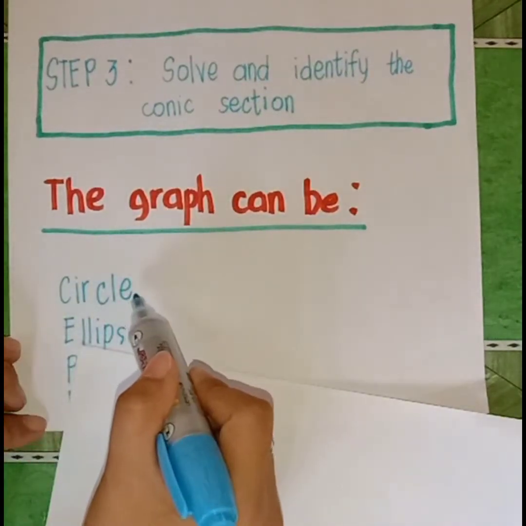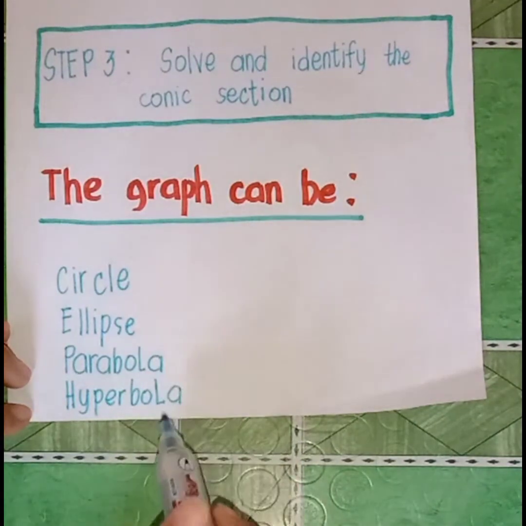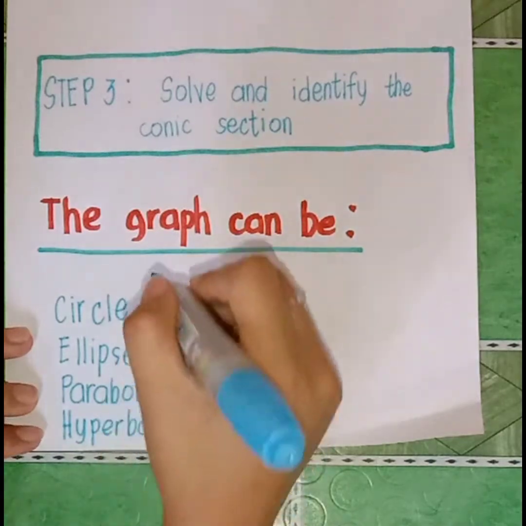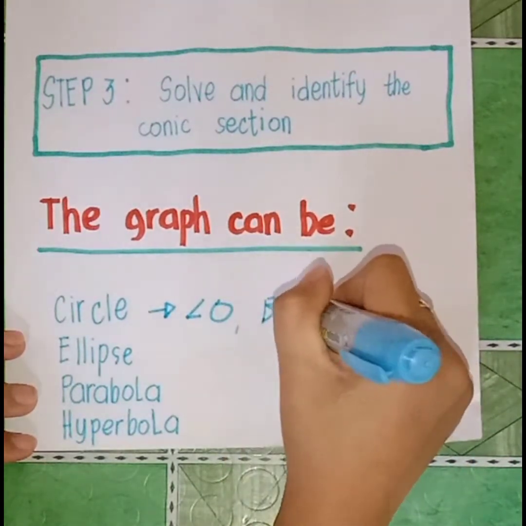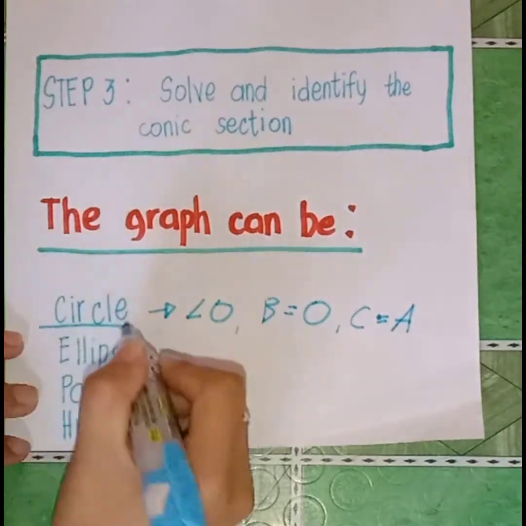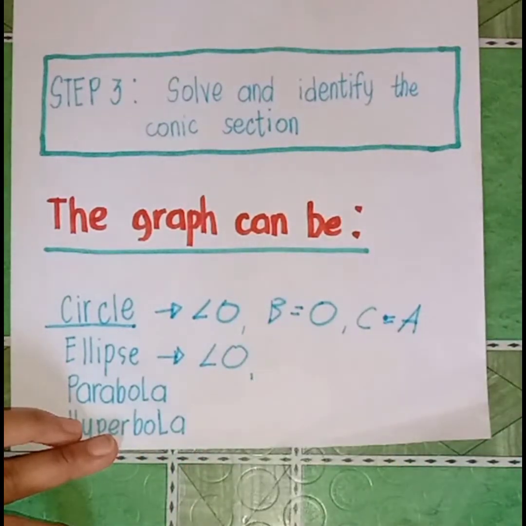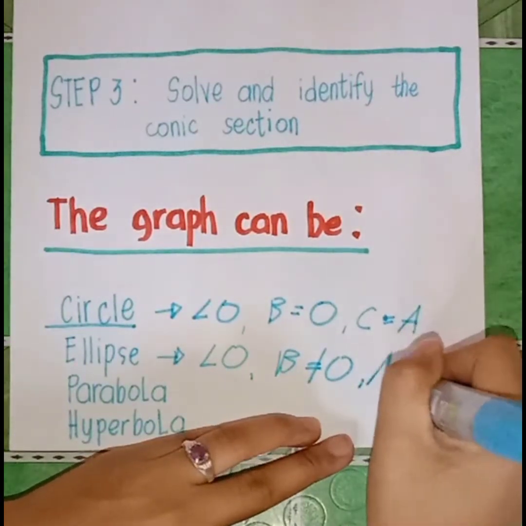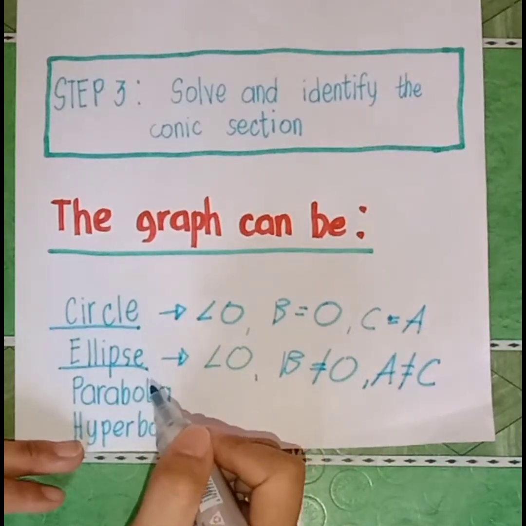The graph can be a circle, ellipse, parabola, or hyperbola. So how do you know if it is a circle, ellipse, parabola, or hyperbola? It's a circle if the discriminant is less than 0, B is equal to 0, and C is equal to A. In an ellipse, if the discriminant is less than 0 and either B is not equal to 0 or A is not equal to C, it is an ellipse.